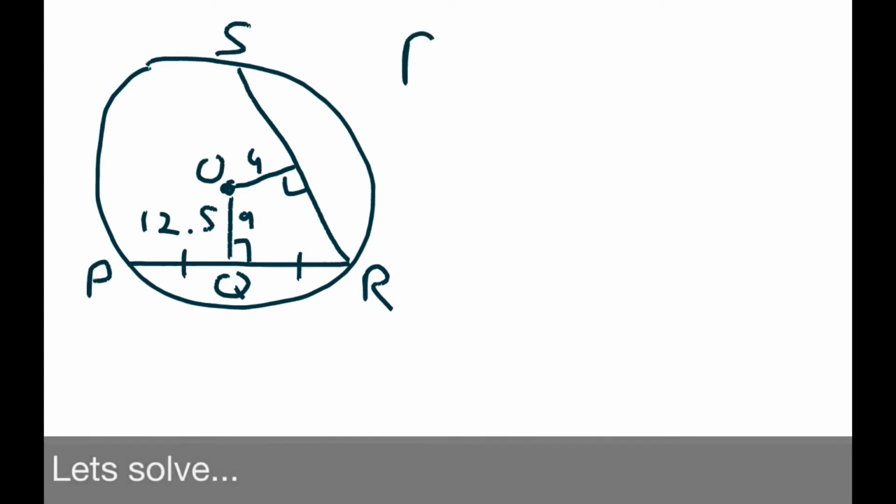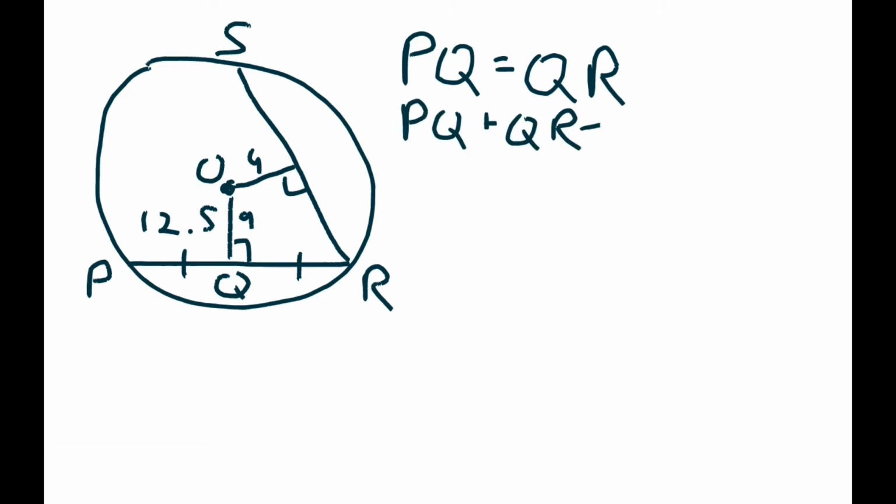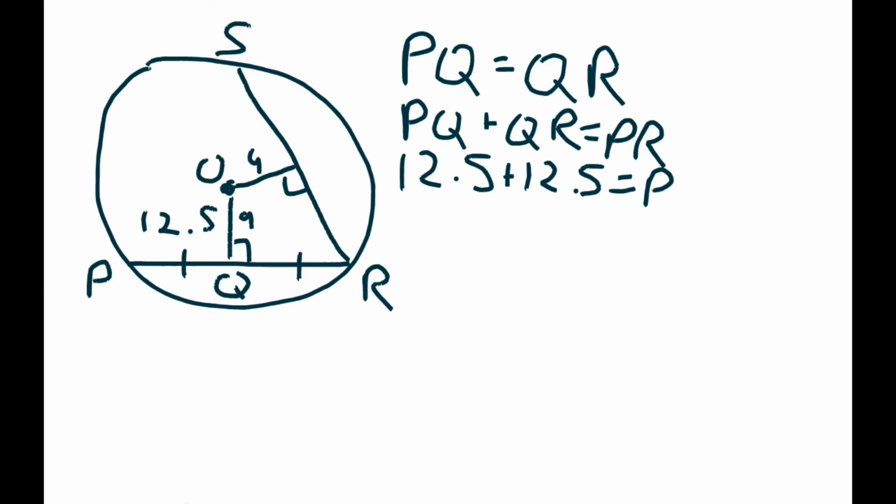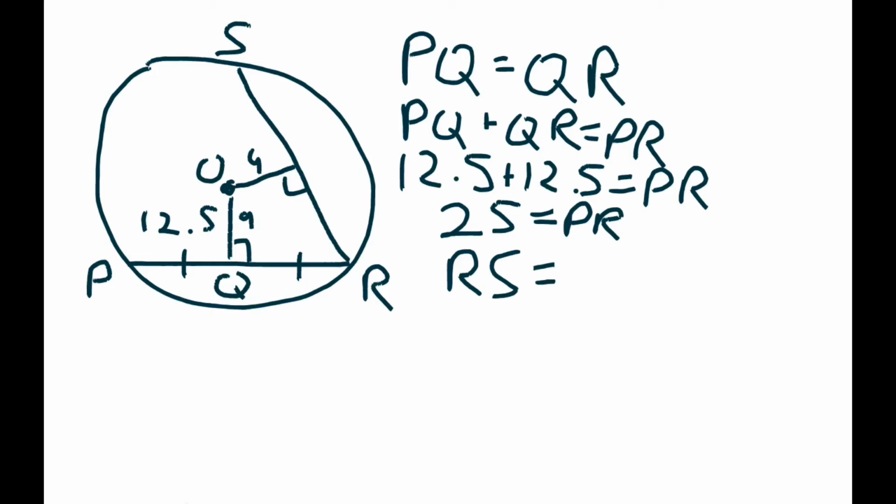To find the length of chord RS, we can take PQ is equal to QR because that's given to us. Now, PQ plus QR is equal to PR. If we plug our values in, we can take 12.5 plus 12.5 is equal to PR. Therefore, PR is equal to 25. Now, using Theorem 12-7, we can say that RS is equal to PR. Therefore, RS is equal to 25.